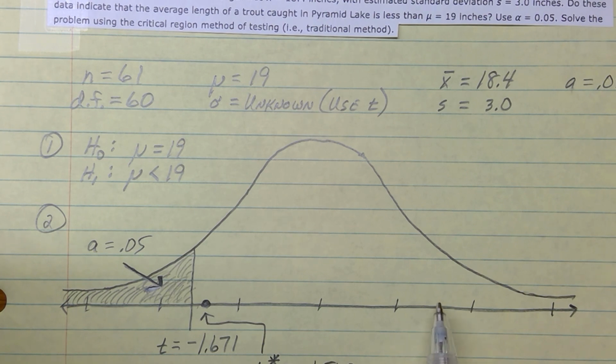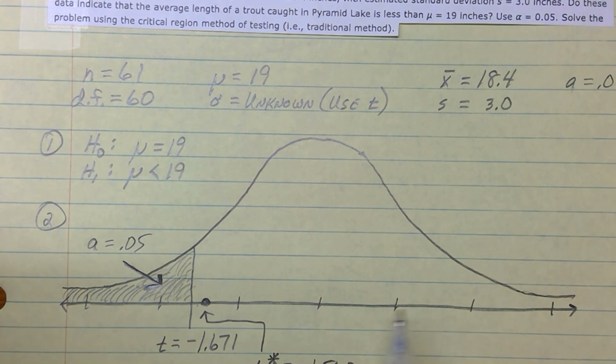That's over here. That's where I would draw the line if I had a right-tailed test and I wanted to shade 5% to the right. But you've got to think about where you're at. You want a left-tailed test, so you don't want the 1.671. You want the negative 1.671. You want to be over here. So you draw the line at negative 1.671 and you shade to the left.